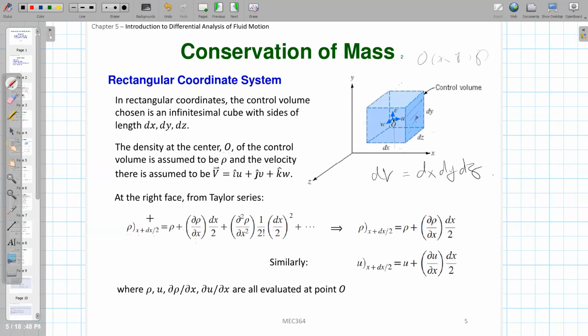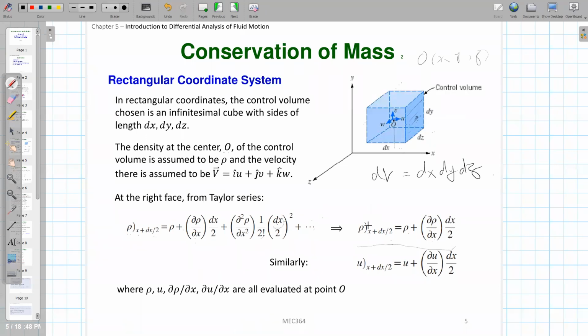If we neglect these higher order terms, because they are on the order of dx squared, dx cubed, and we know that dx is a very small value, right? So the square of dx will be much smaller than dx itself. So all the higher order terms can be neglected, and the only thing left is this one. This gives us the density at the right surface: rho at x plus dx over 2 equals rho plus partial rho partial x times dx over 2.